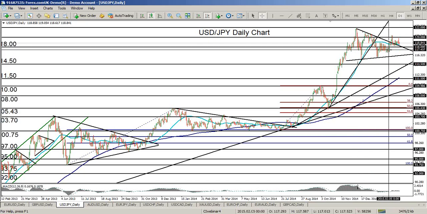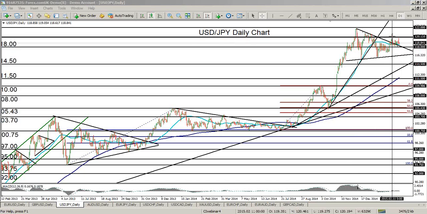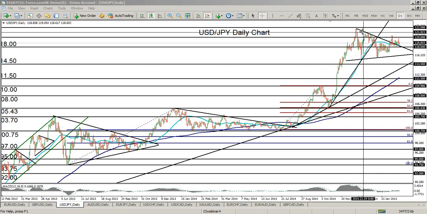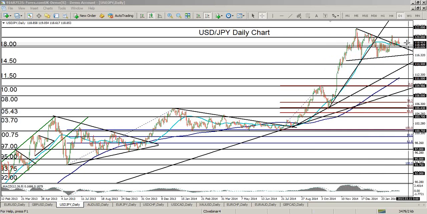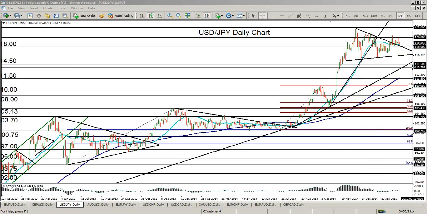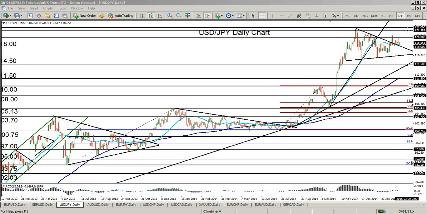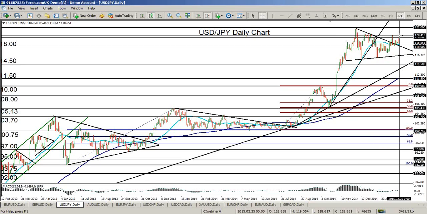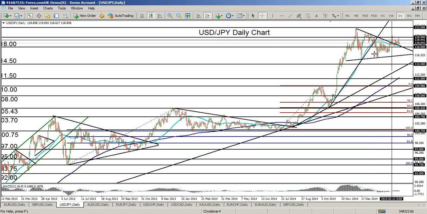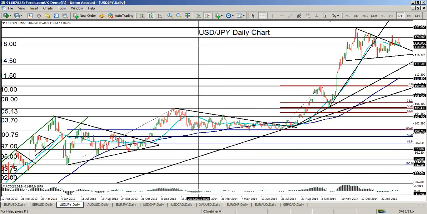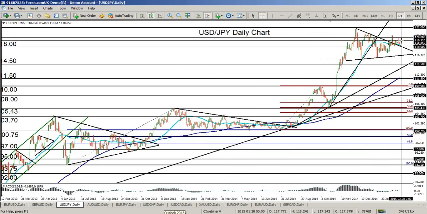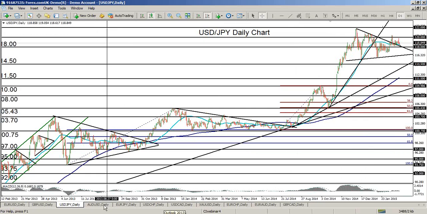I had this triangle pattern here. It broke to the upside. It hit my target up here at 120. I'm looking for 122, but all it does is consolidate. So I'm looking for further upside once and if the dollar continues to strengthen, as it has halted in the past couple of days and weeks.